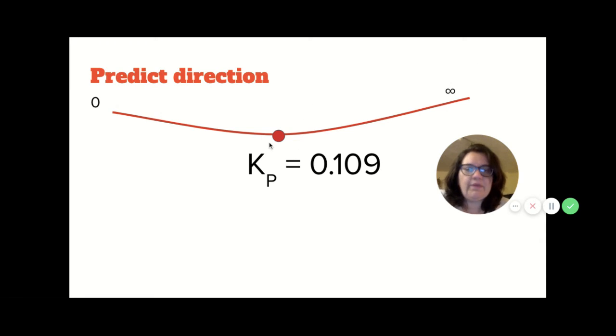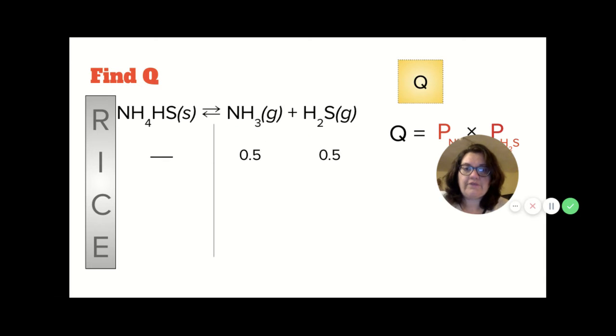So Kp, we know, equals 0.109. We need to find Q and see whether it's less than that or more than that. And that will tell us the direction that we're going to take. Okay, so solving for Q.